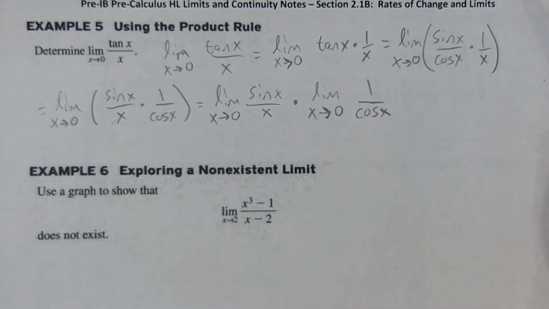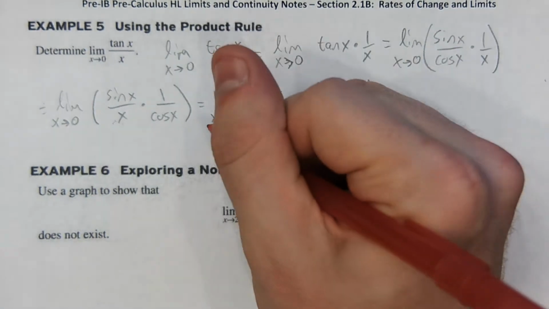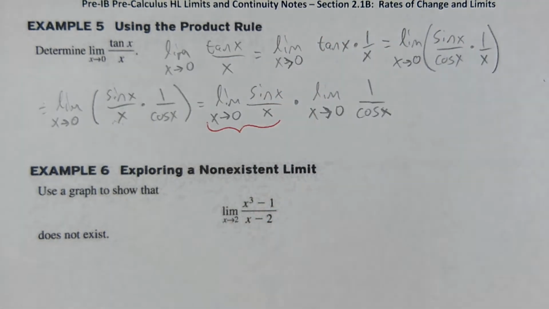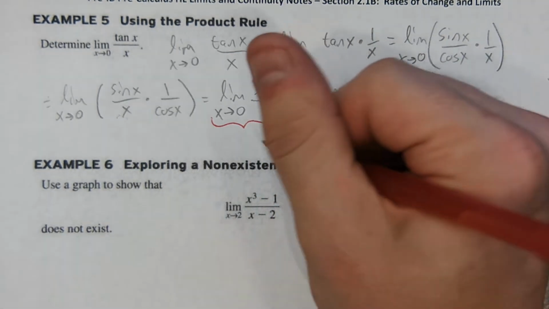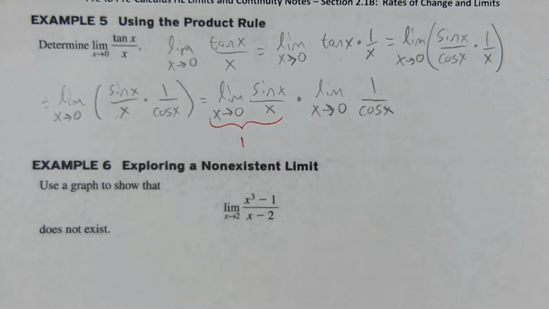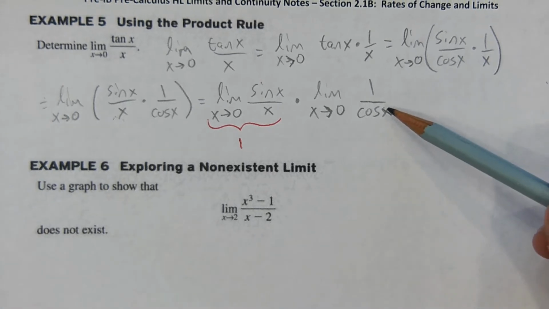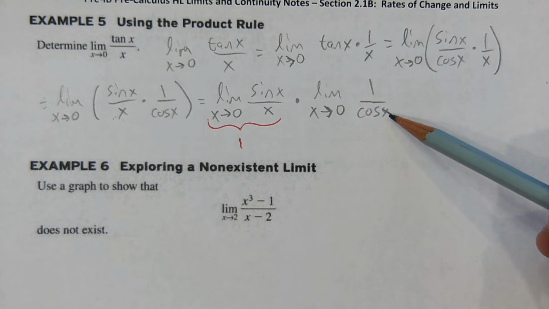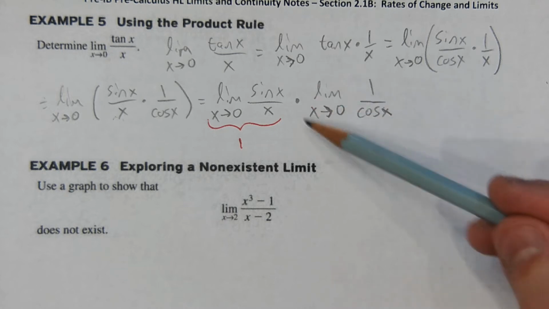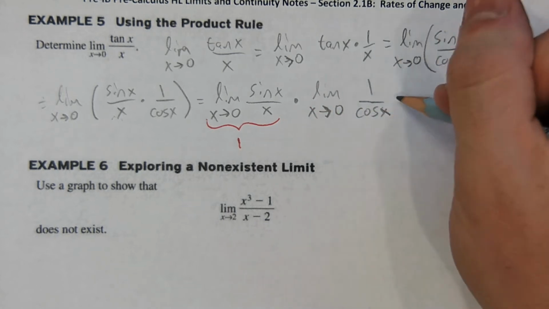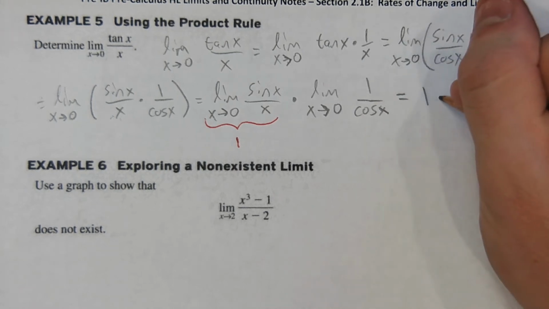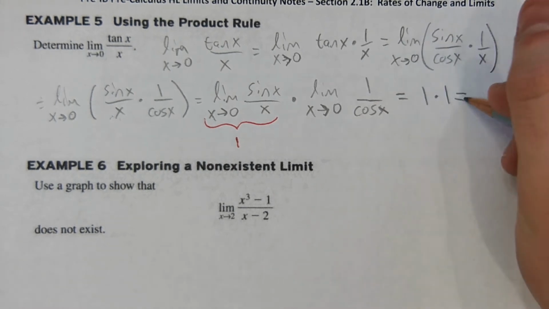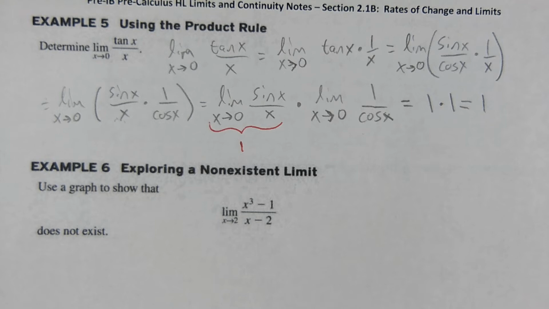And guess what? This thing right here, we have a rule for this. It equals 1. Remember I told you it was important, you're going to need to memorize it? And, well, cosine of 0 is 1, so I don't have a discontinuity here. This literally says 1 times 1, which equals 1. Mic drop. Like we're done, right? No, okay. Well, the first question's done.